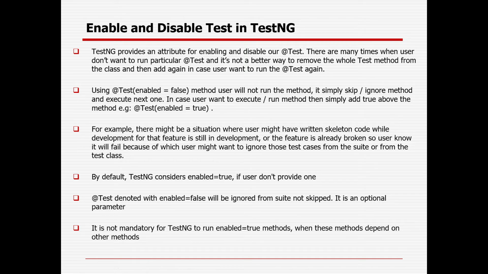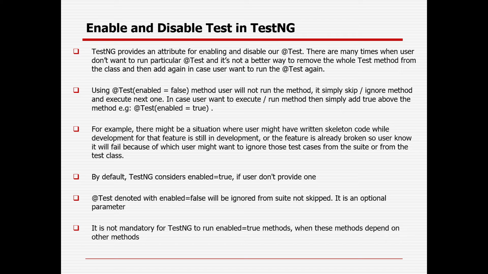By default, in case you are not adding anything, it will take enabled equal to true, that is the reason it's always executing. So for example, there might be a situation when the user has written skeleton code while development for that feature is still in progress, or the feature is already broken, or there is an existing issue. So there is no point in running them and failing them again and again, analyzing this, and increasing our failure count. The user knows that it will fail, because of which the user might want to ignore those test cases from the suite for the time being.